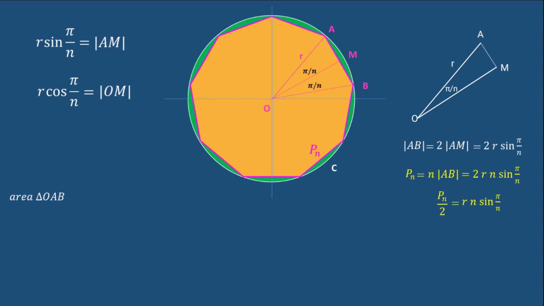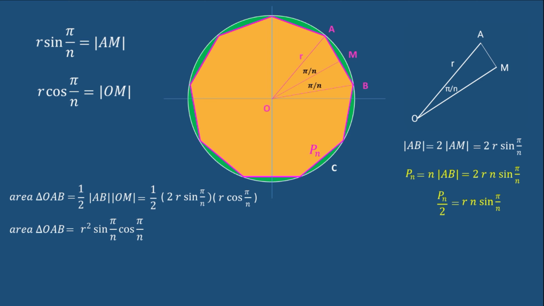First, we find the area of this triangle OAB. The formula for the area of a triangle is half into base into height. We know both length AB and OM. So in this way, we got the area of this triangle. We know there are n triangles in this whole polygon. So what will be the total area of the polygon? n times the area of the triangle. What we have done so far is that we first found the perimeter of this polygon, then its area.